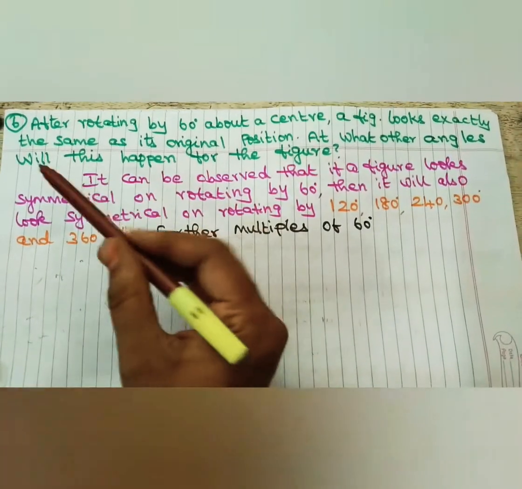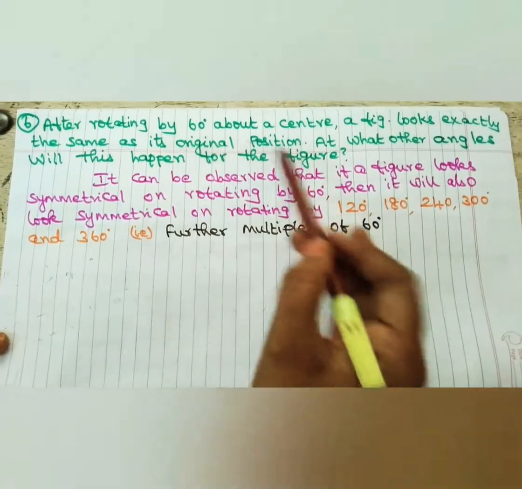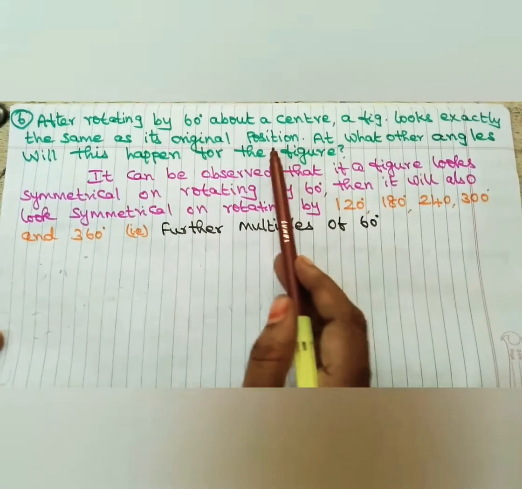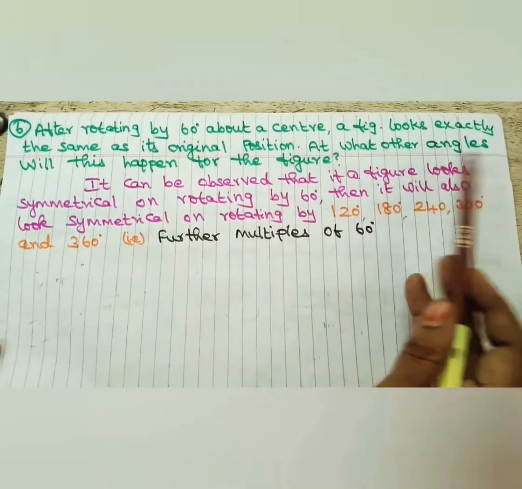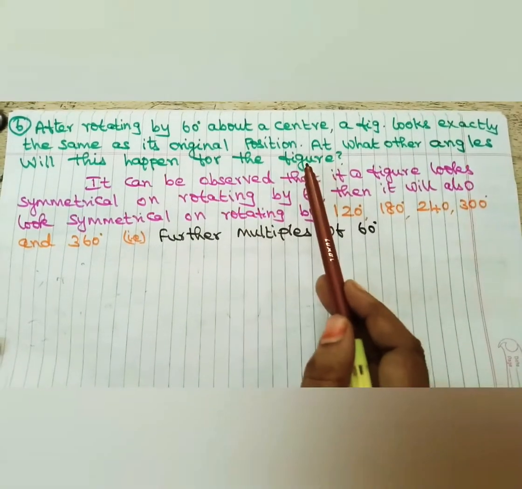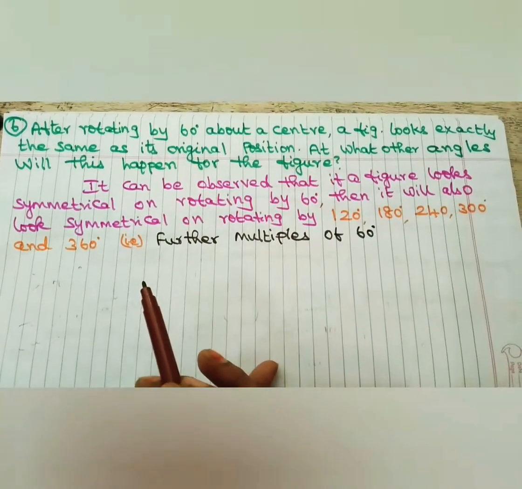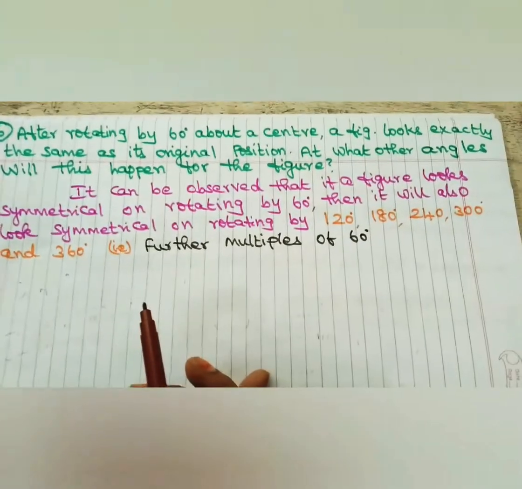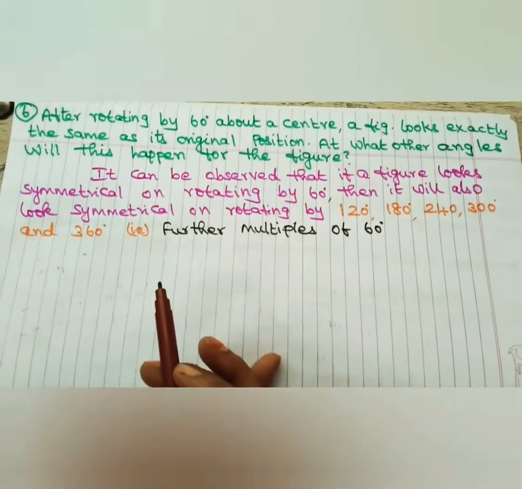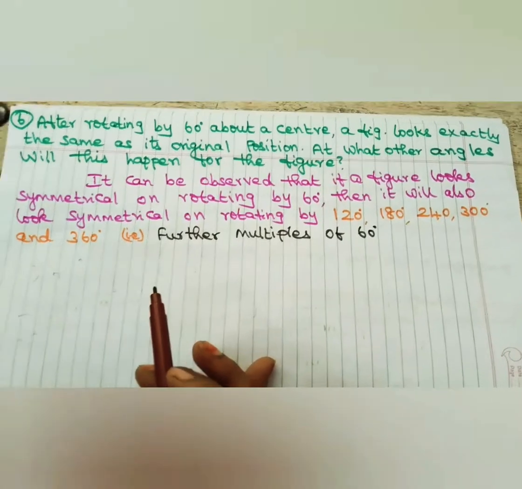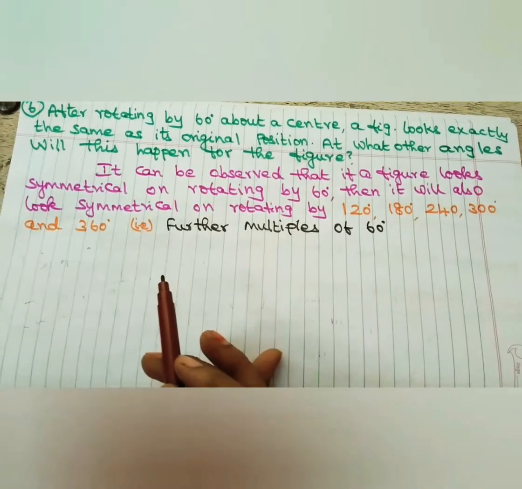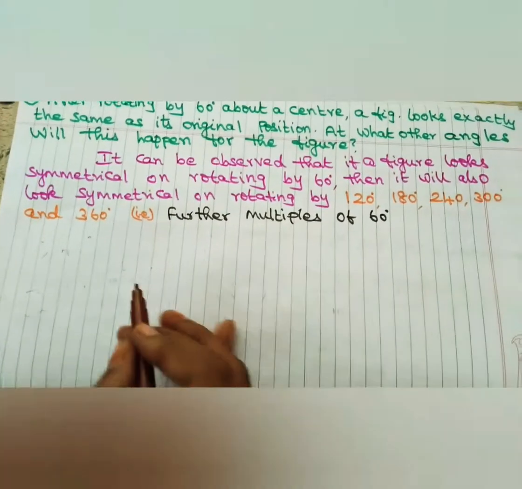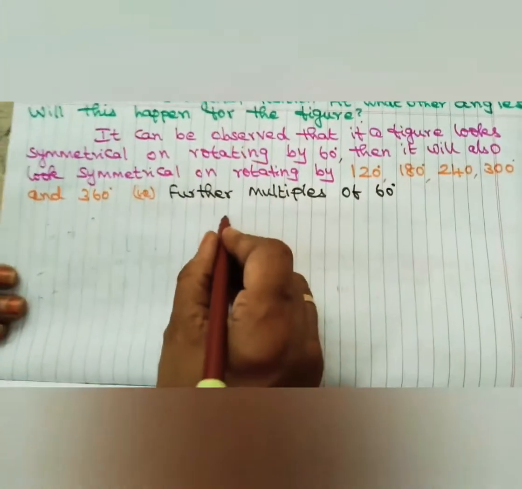Going to the sixth question. After rotating by 60 degrees about a center, a figure looks exactly the same as its original position. At what other angles will this happen for the figure? So he is asking, when you rotate any figure by 60 degrees from the center, when will the figure look exactly the same as its original figure? What are the other angles where you can find the original figure? So this is going to be angle 60 degrees.